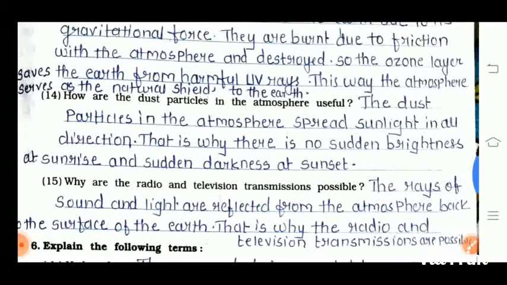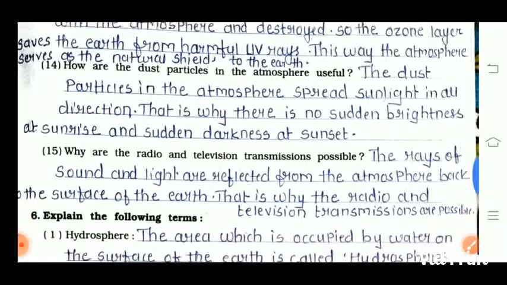Question number 14 is how are the dust particles in the atmosphere useful? The dust particles in the atmosphere spread sunlight in all directions. That is why there is no sudden brightness at sunrise and sudden darkness at sunset.